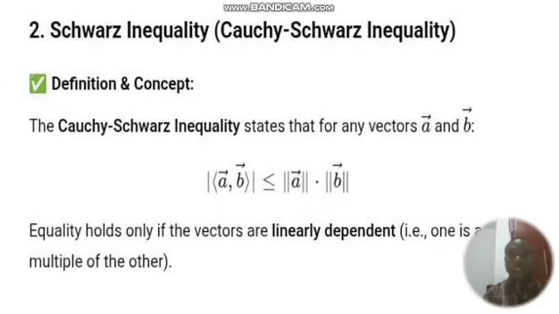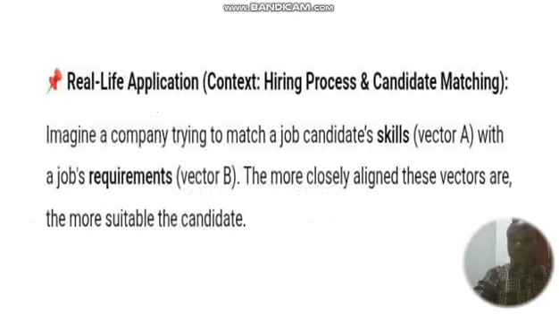The Cauchy-Schwarz inequality states that for any two vectors A and B, the magnitude of the inner product of vectors A, B is less than or equal to the norm of vector A times the norm of vector B. Equality holds only if the vectors are linearly dependent, such that one is a scalar multiple of the other.